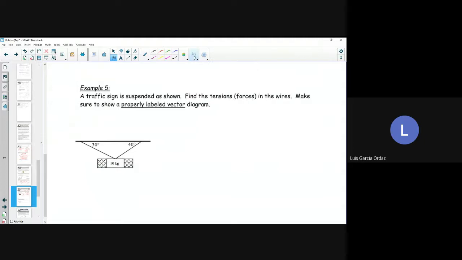All right. So a traffic sign is suspended as shown. Find the tensions, so forces in the wires. Make sure to show a properly labeled vector diagram. Okay. So this is my traffic light. These are my wires. I have a force acting up on my traffic light, but I have a force acting down on my traffic light as well. So I need to figure out how many newtons is working downwards on my traffic light.